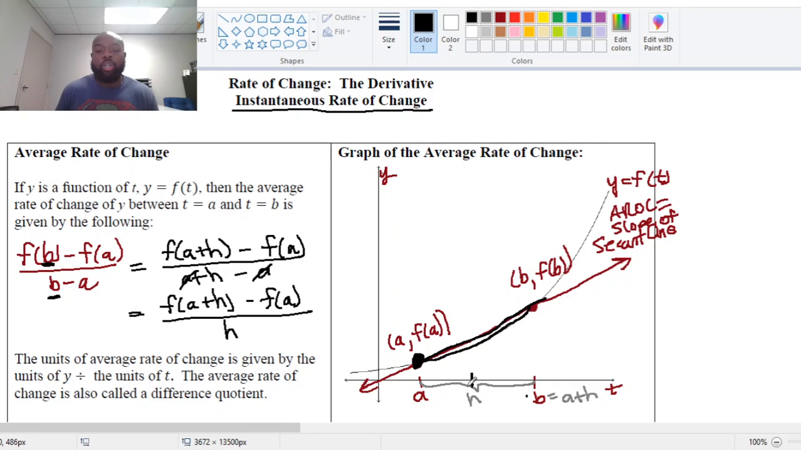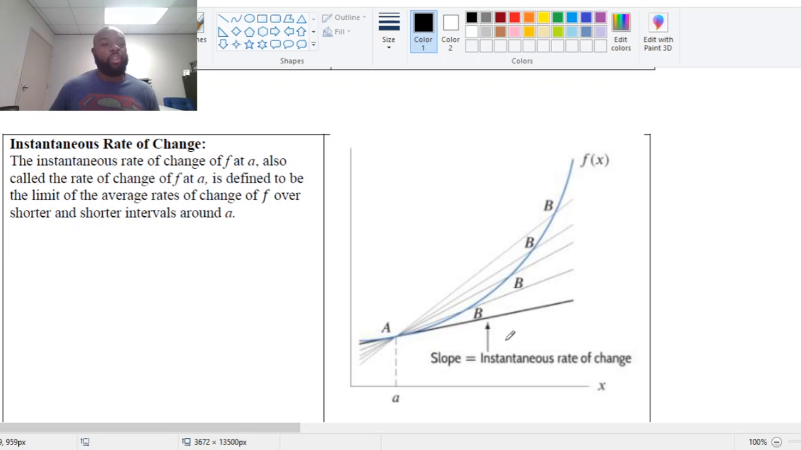For instance, let's say I chose another B, and I calculate the average rate of change from A to B1 here. Well, the distance between them is smaller, and I'm going to get a different secant line. So the slope of that secant line is going to be my average rate of change. Well, if I continuously make the distance between A and B so small that I'm essentially on top of A, I'm going to eventually get to what we call the instantaneous rate of change, right? And that's the topic of what we're going to do here.